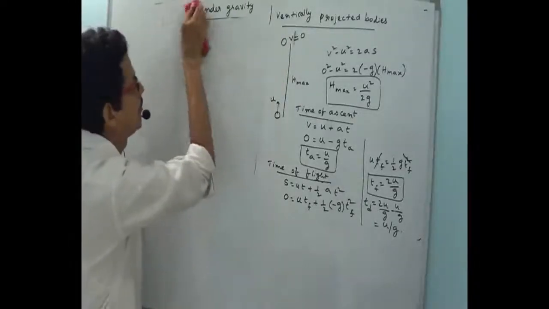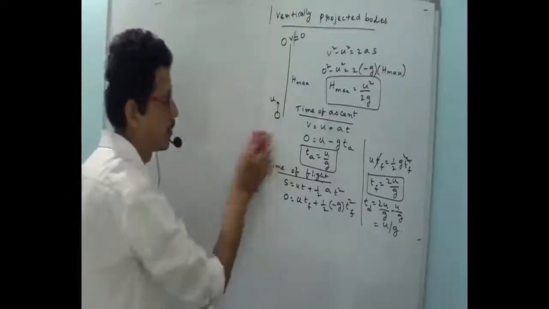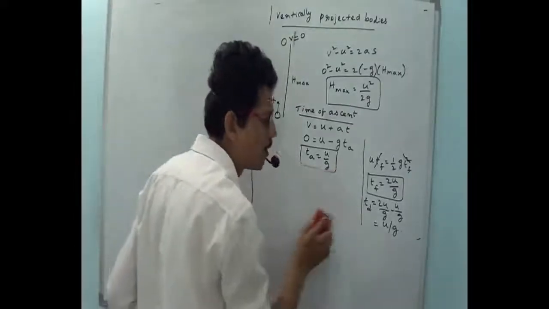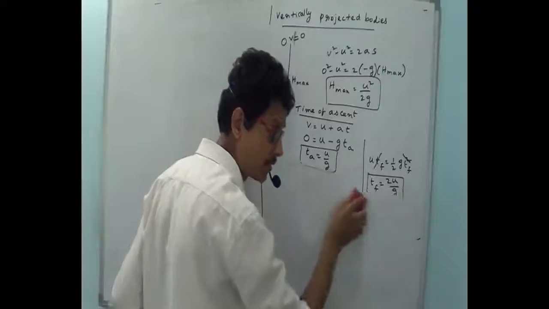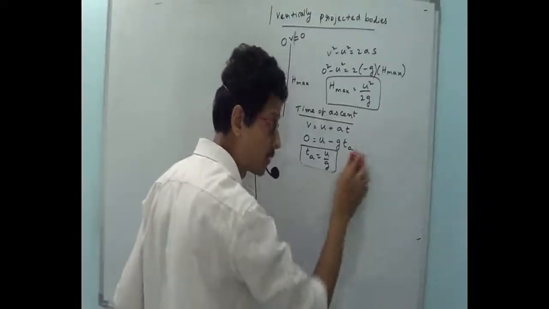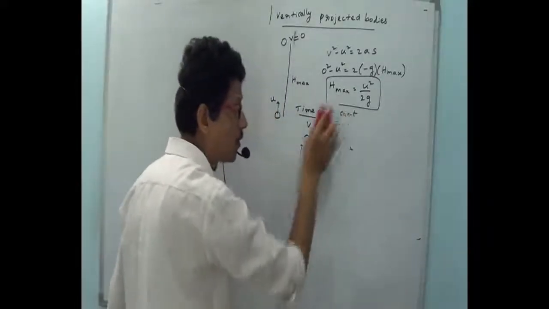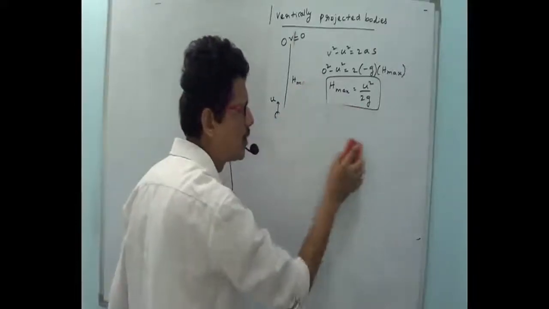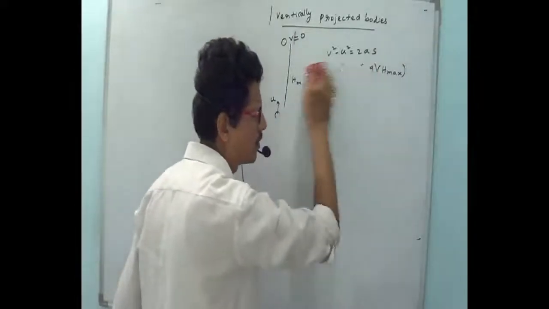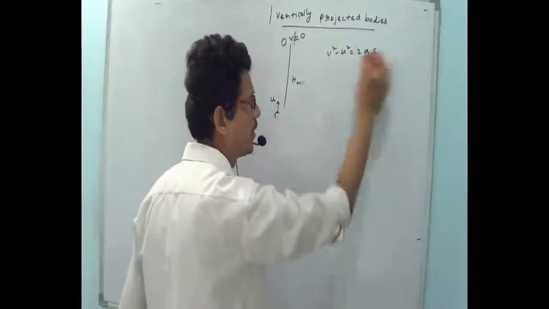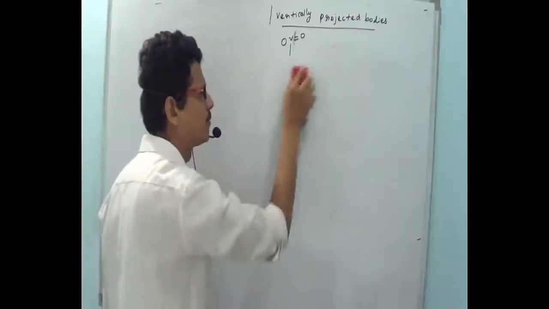What is the acceleration due to gravity on the surface of the earth? 9.8. If in the problem it is mentioned as 10 meter per second square, you can take that. In general, it will be mentioned. If it is not mentioned, take 9.8.